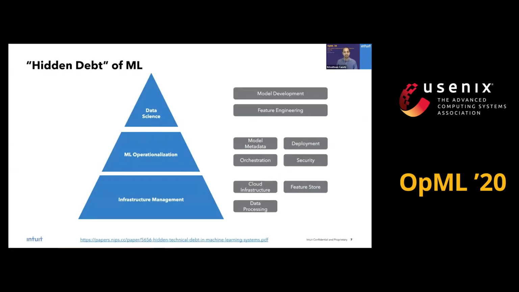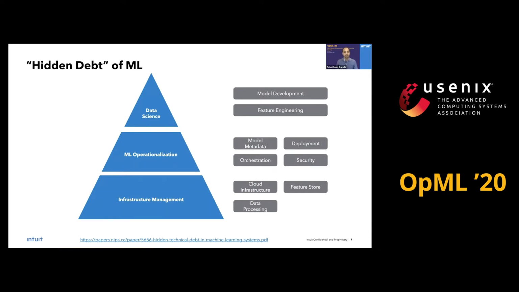As practitioners in the ML world, we have all seen the hidden depth of ML. We like to visualize this as an iceberg, with the tip of the iceberg being the data science work, and the part that's underwater is the operationalization and infrastructure management capabilities. So as we started building our ML platform, we asked ourselves, how can we make sure that our data scientists are able to focus on their craft?